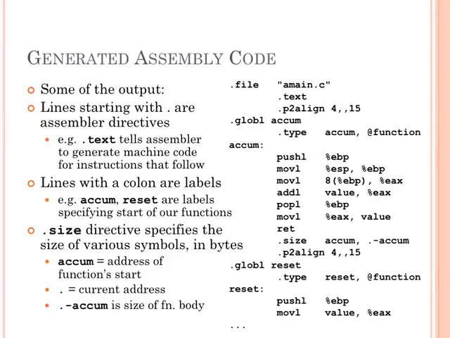You'll also notice the .size at the end. .size accum, comma, dot minus accum. What in the world does that mean? Well, the dot turns out to be the current address in the code as I'm generating it. And so what we're basically saying here is the size of this accum function is the current address minus the accum address. Pretty obvious. Okay, so anyway, we have these various things that we do here.